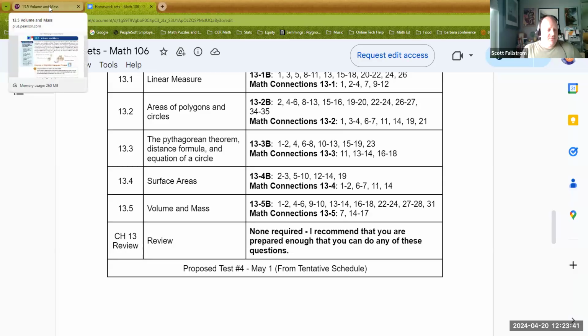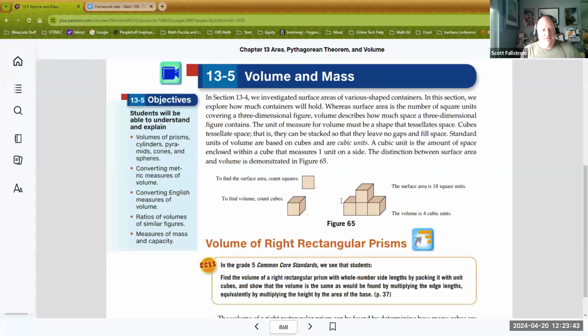Hello, students. Last section of chapter 13, 13.5, volume and mass. Now, again, these are kind of combined. They do connect perhaps a little bit better, but they are also connected to length. So we oftentimes use length to get us area, and then from there we sometimes convert area to volume by adding length in a third dimension.